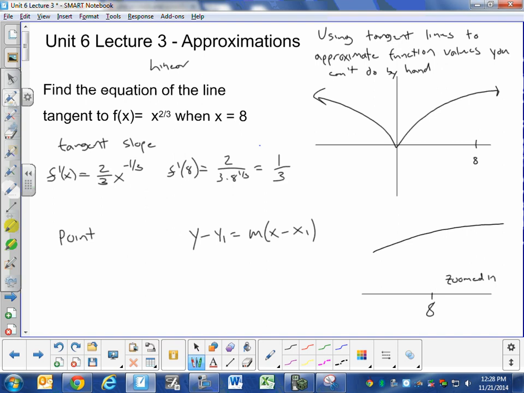Okay, then for my point that I'm going to use, I will plug in 8 into my original function. f of 8 is equal to 8 to the 2/3. Now, what is 8 to the 2/3? Good. We know that because this is 8 to the 1/3 squared. We have a power to a power. And the cube root of 8 is 2, squared is 4. So we got the point (8, 4). y minus 4 is equal to my slope 1/3 times x minus x1.